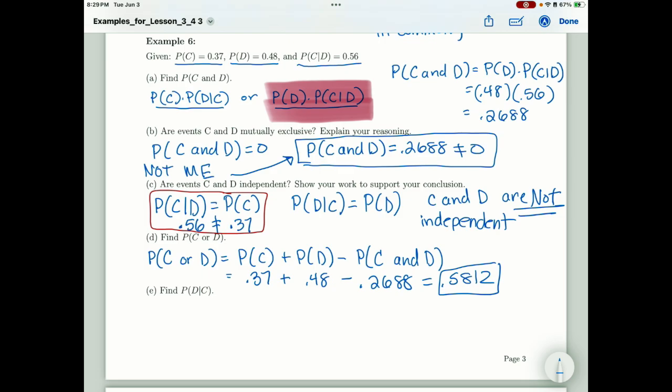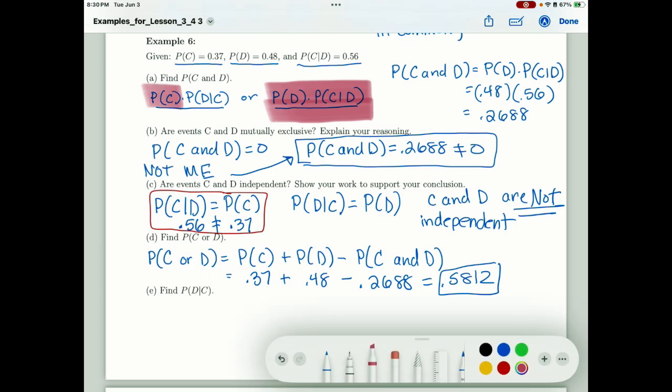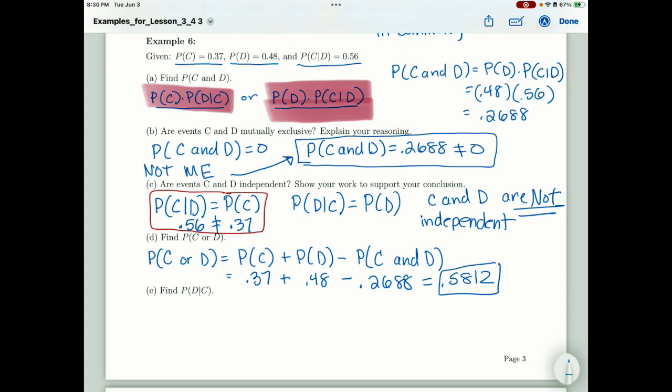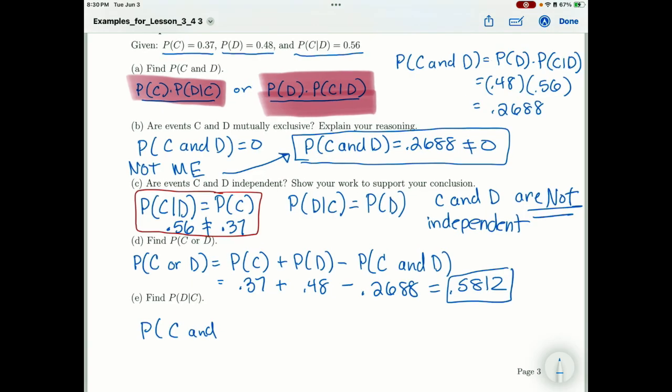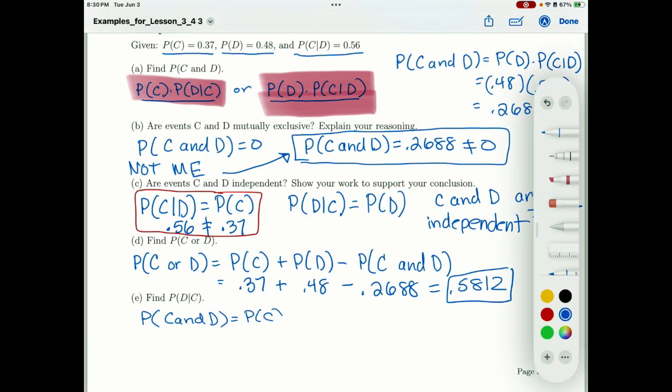Okay, last part of this example, find the probability of D given C. We know that the probability of C and D is equal to the probability of C times the probability of D given C. That's our multiplication formula. So I can use that to solve for the probability of D given C.